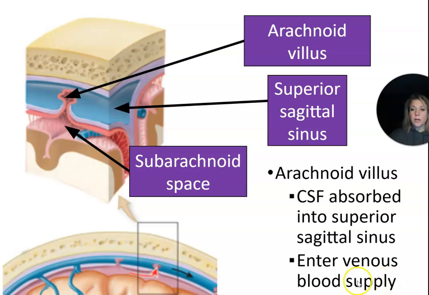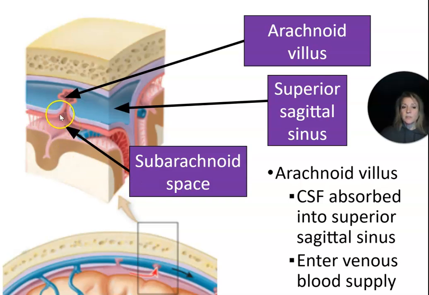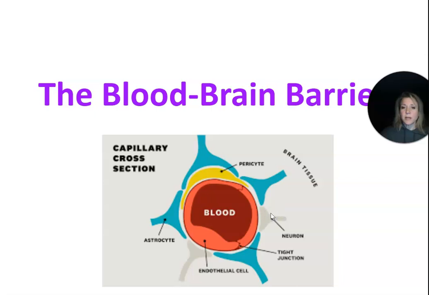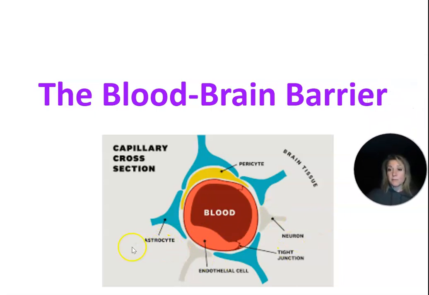All right, this is just another diagram that's emphasizing that our cerebrospinal fluid, after it enters the subarachnoid space, will enter an arachnoid villus and then into the venous blood supply. All right, I'm going to stop it here and come back and talk about the blood-brain barrier later.